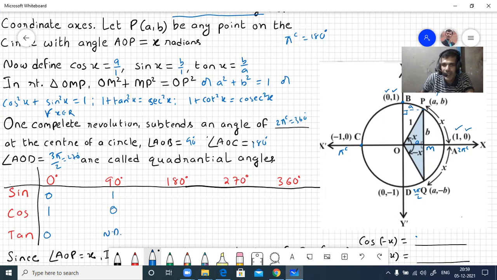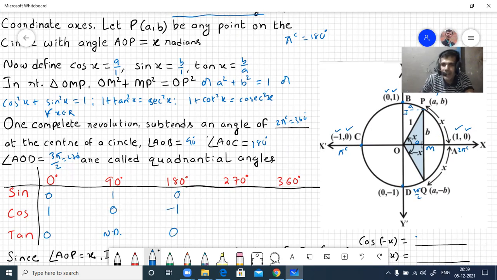And we know that for cos 180, the y coordinate describes the sine value and the x coordinate describes the cos value, so cos 180 is -1. Now 0 by anything is 0, so tan 180 is 0. Now 270 falls at D. Its coordinates are (0, -1).